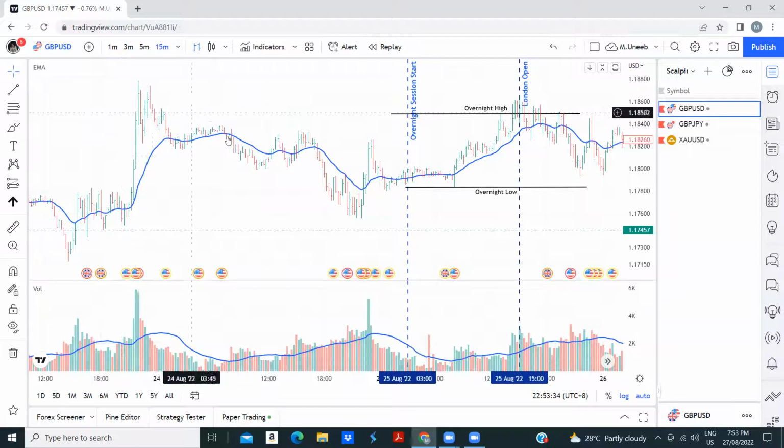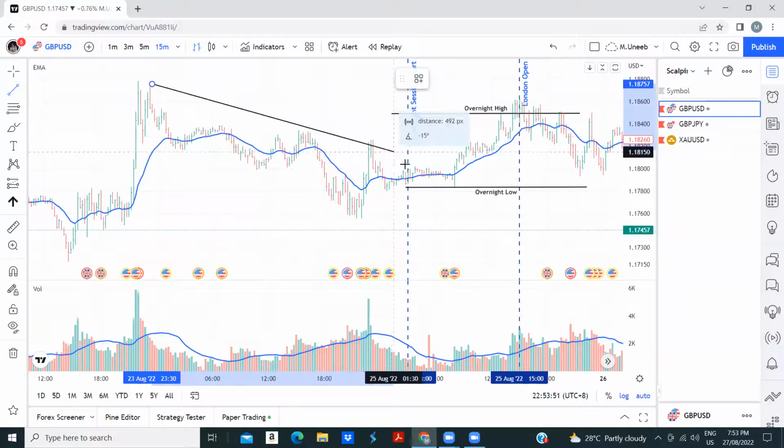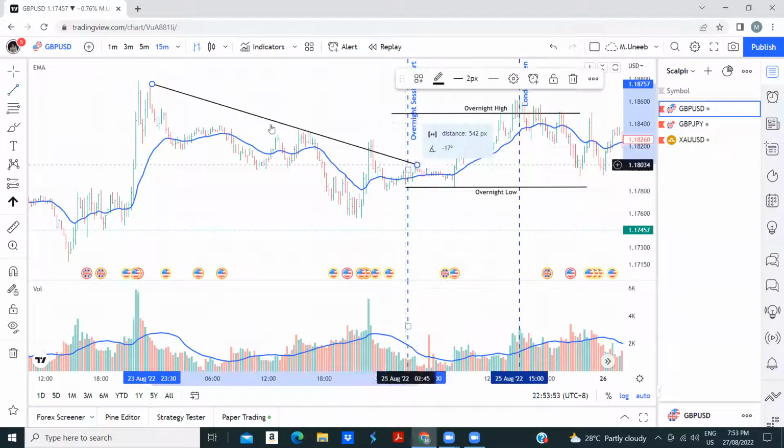I see this large downtrend coming and then going back to the overnight session. Am I right? Yeah. So I can draw the channel first. Looks like Malaysian time. Yeah. Okay, continue. So I draw this line here.